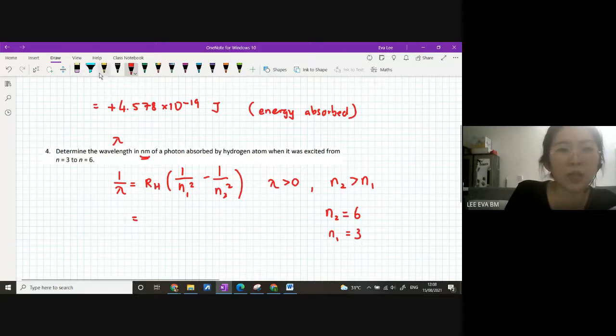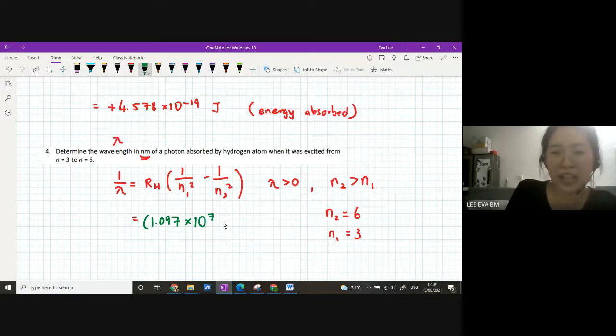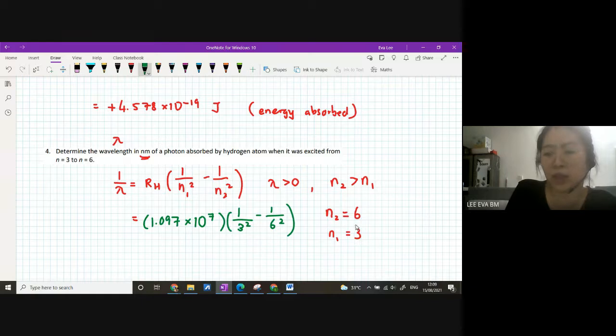What is the Rydberg constant we are going to use in this case? Are we still using 2.18? No, we are using 1.097 times 10 to the power of 7. So since we have already determined who is number 2, who is number 1, then we just fill in accordingly. So n1 square, which n1 is 3. So 3 square minus 6 square, because n2 is valued 6.